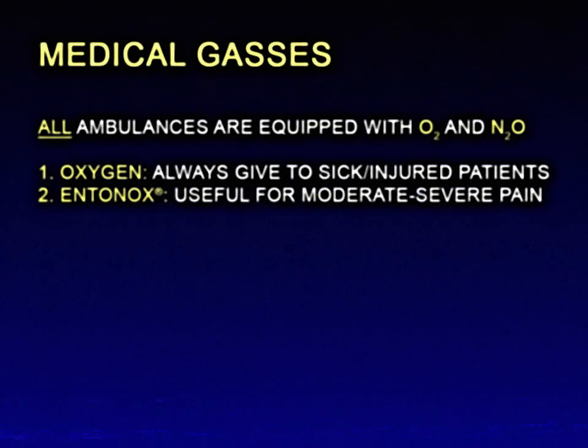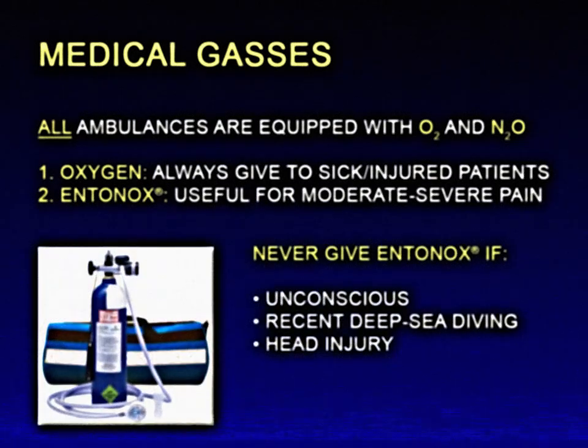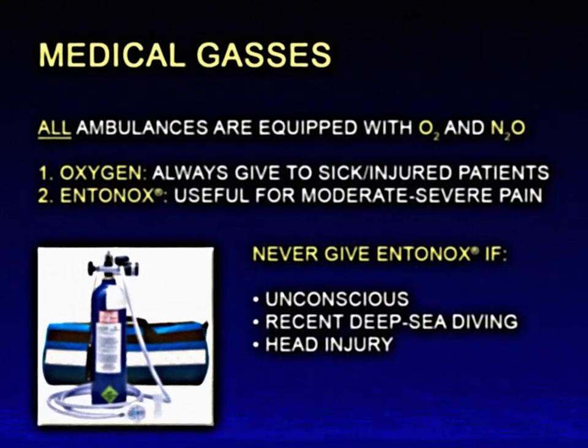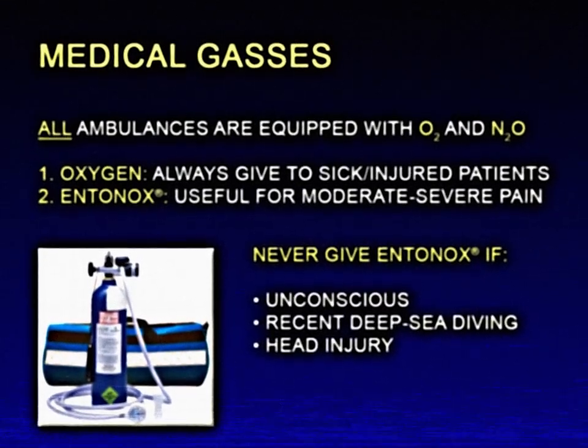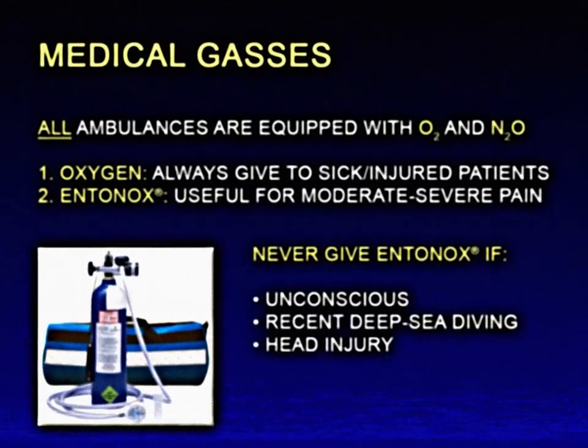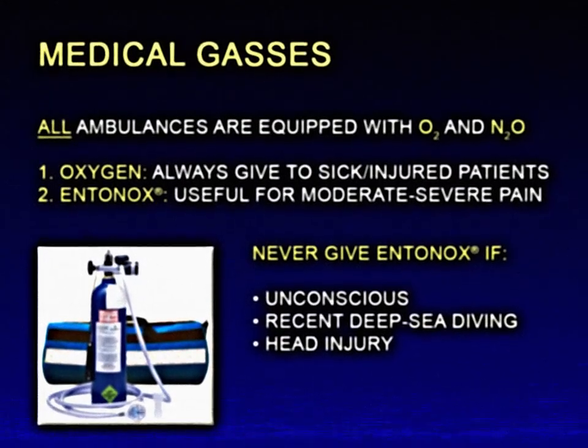Entonox is a combination of 50% nitrous oxide and 50% oxygen, otherwise known as laughing gas. It's a very useful painkiller. Simply select Entonox from the drug list and repeat as necessary for continued pain relief. Never give Entonox to an unconscious person.